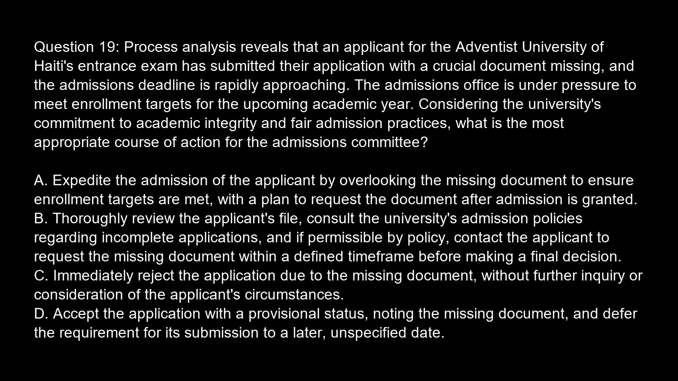Option A. Expedite the admission of the applicant by overlooking the missing document to ensure enrollment targets are met, with a plan to request the document after admission is granted. Option B. Thoroughly review the applicant's file, consult the university's admission policies regarding incomplete applications, and if permissible by policy, contact the applicant to request the missing document within a defined timeframe before making a final decision. Option C. Immediately reject the application due to the missing document, without further inquiry or consideration of the applicant's circumstances. Option D. Accept the application with a provisional status, noting the missing document, and defer the requirement for its submission to a later, unspecified date.